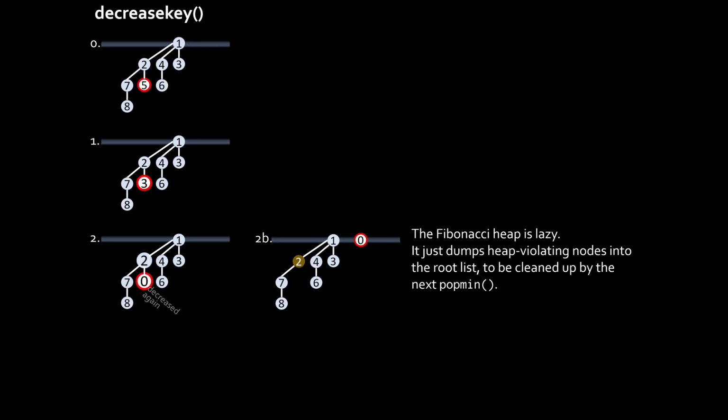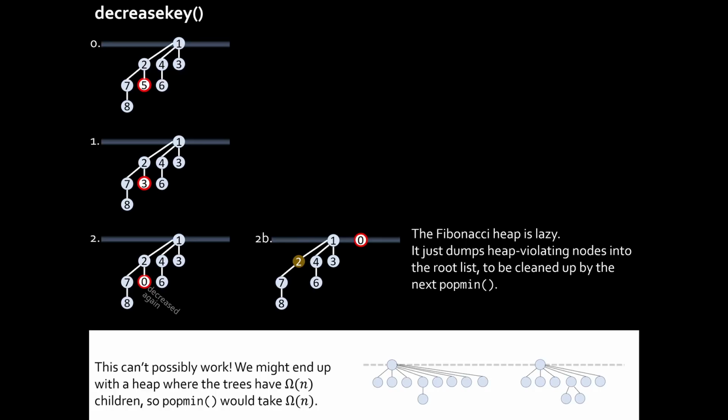There is, however, a problem with this that's quite easy to see. You can imagine doing decrease key repeatedly on all of the grandchildren, ending up in the situation where we have a small number of trees, each tree with a very large number of children, but hardly any grandchildren. In other words, we might end up in a heap where the trees have big omega of n children, and so that means that next time we call popmin, we might end up having to pay big omega of n to promote all of those children. So in other words, we would end up with extremely slow popmin. We'd end up no better than the linked list situation.